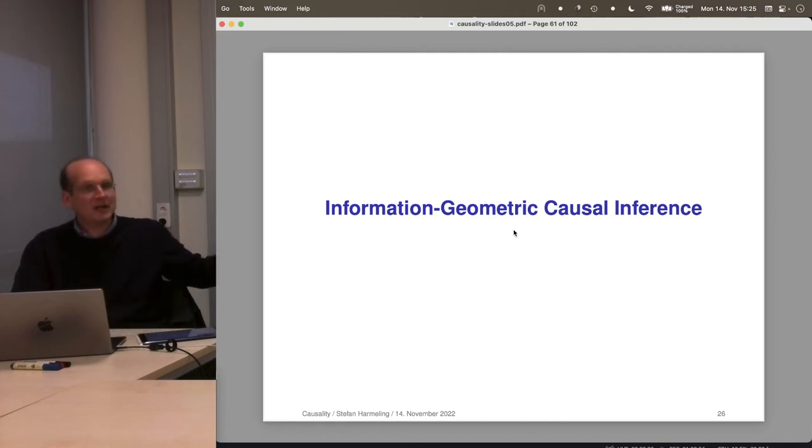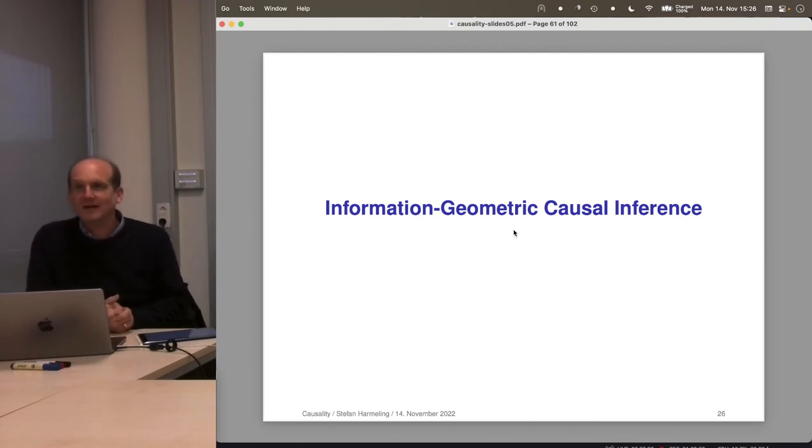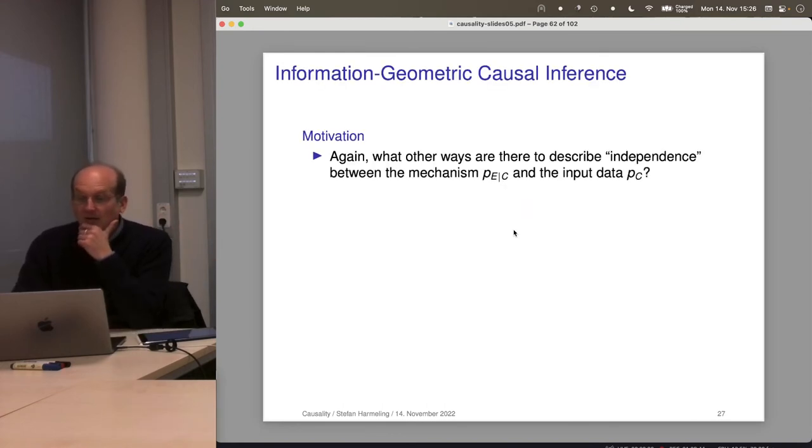So this is now information geometry causal inference. Now, do we have to know information geometry to understand it? Luckily not. It's also some weird combination of ideas that you ideally or possibly never have seen before. However, it has an interpretation in information geometry. That's why it's interesting, and that's why it got this name. So again, the question is, how can we measure or describe independence between the mechanism and the input data distribution?